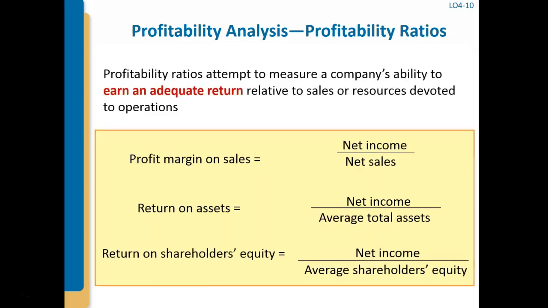A fundamental element of an analyst's task is to develop an understanding of a firm's profitability. Now, profitability ratios attempt to measure a company's ability to earn an adequate return relative to sales or resources devoted to operations. Resources devoted to operations can be defined as total assets or only those assets provided by owners, depending on the evaluation objective. The 3 common profitability measures are shown here: profit margin on sales, return on assets, and return on stockholders' equity. In all the profitability ratios, our numerator will always be net income.